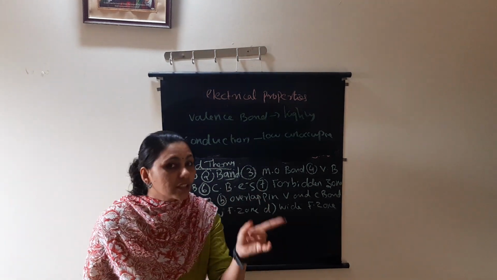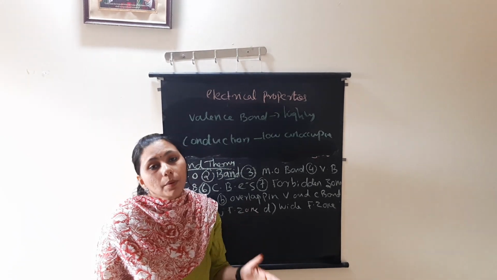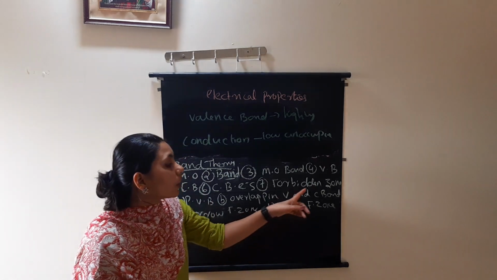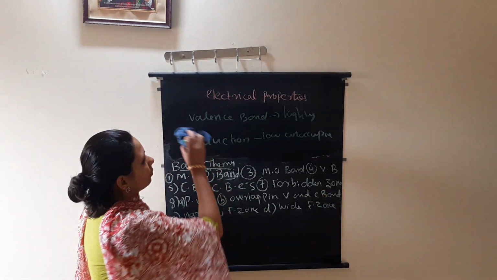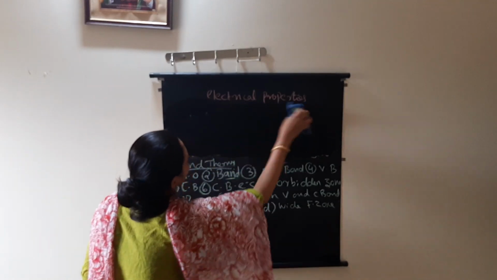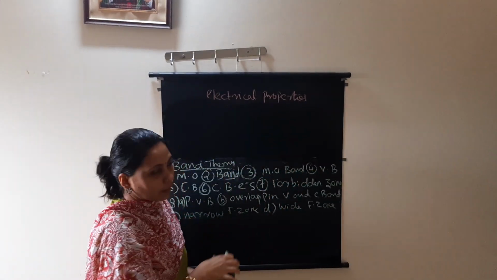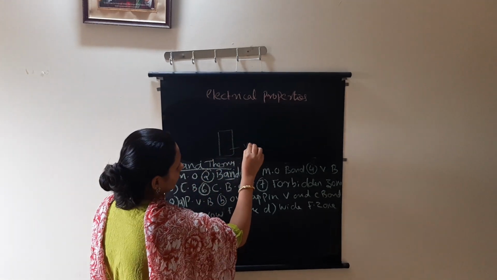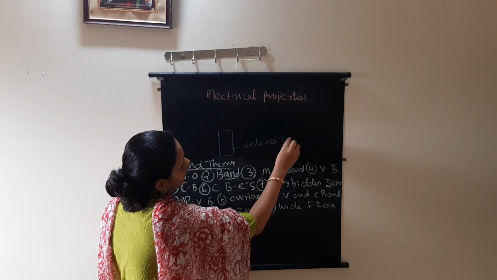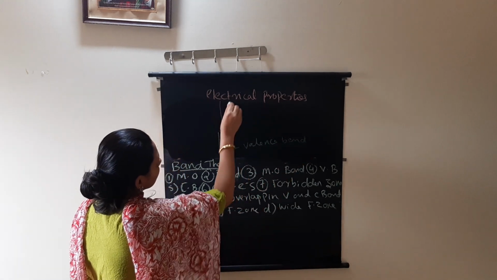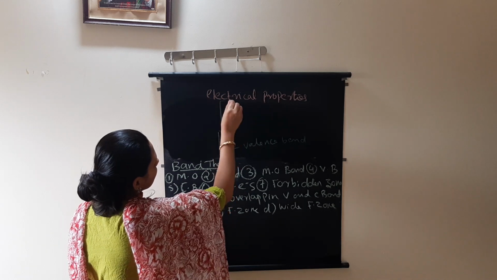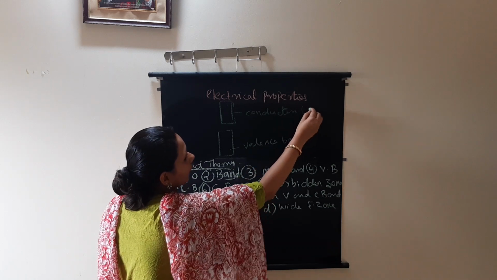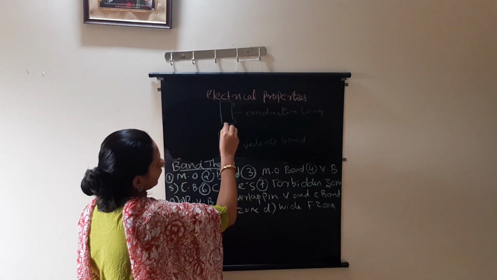Then the seventh postulate is very important. The gap between conduction band and valence band is known as forbidden zone or energy gap. In metals, two bands are there, conduction band and valence band. Suppose this is the valence band, because it is the highly occupied one, and this is the conduction band. And you can see here there is a gap, right?